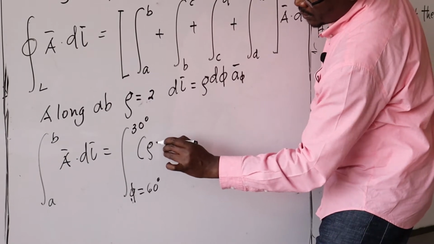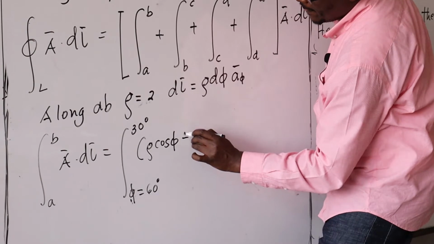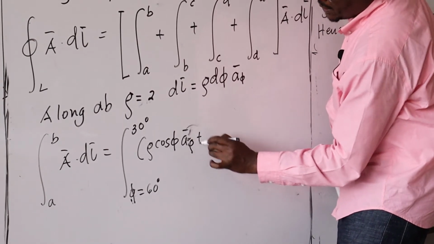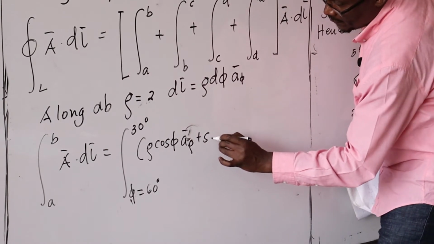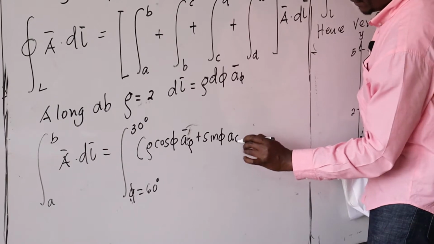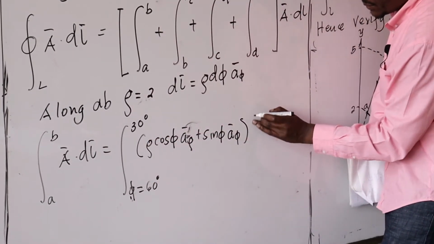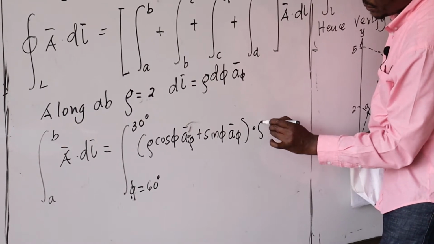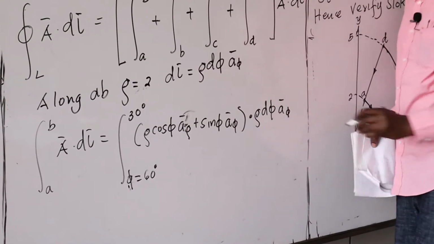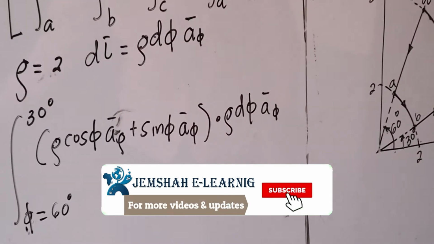Then we have A as being rho, the cosine of phi, A rho, plus the sine of phi of A phi bar. Then we are dotting with DL. So we'll say dot rho d phi of A phi bar, like so.